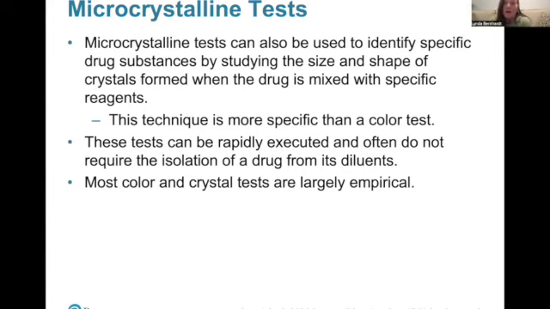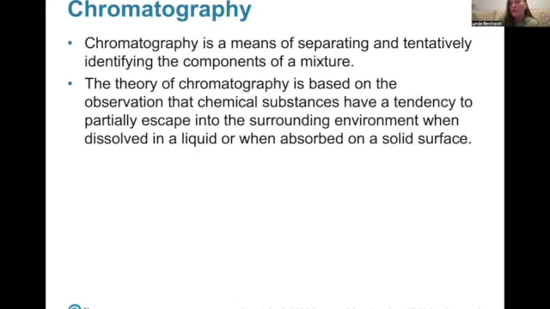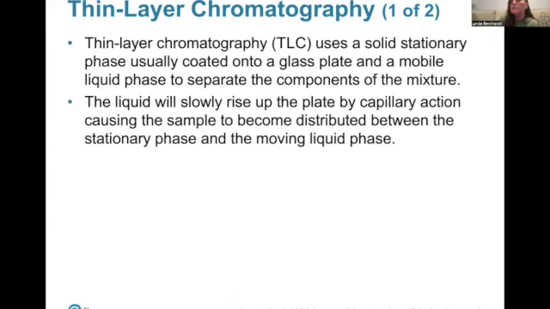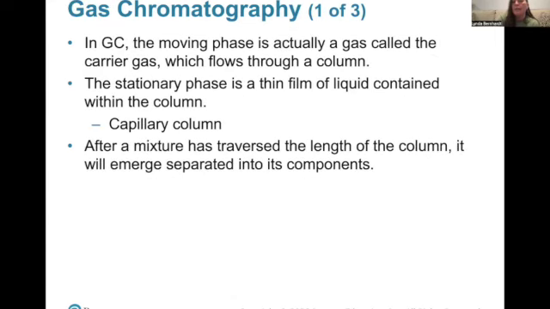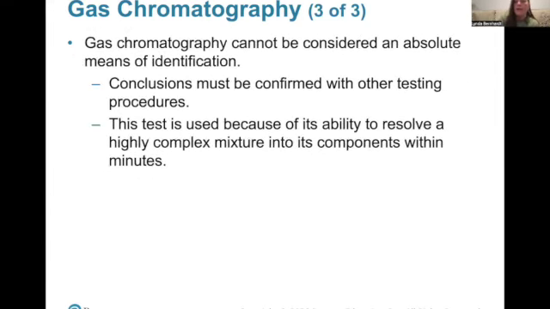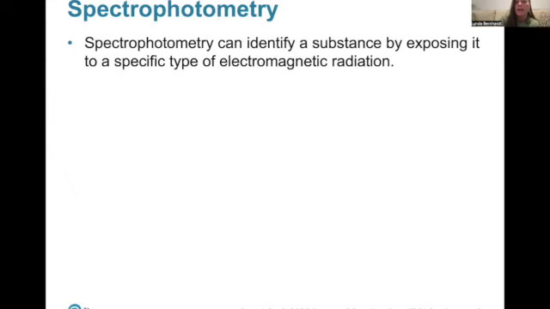Microcrystalline tests are also used in order to study these things. It's a little more specific than the color test. Chromatography, I've mentioned that before in class. This one is a little more advanced, and I'm trying to get to, there we go, the gas chromatography. They use this in order to do a closer test.